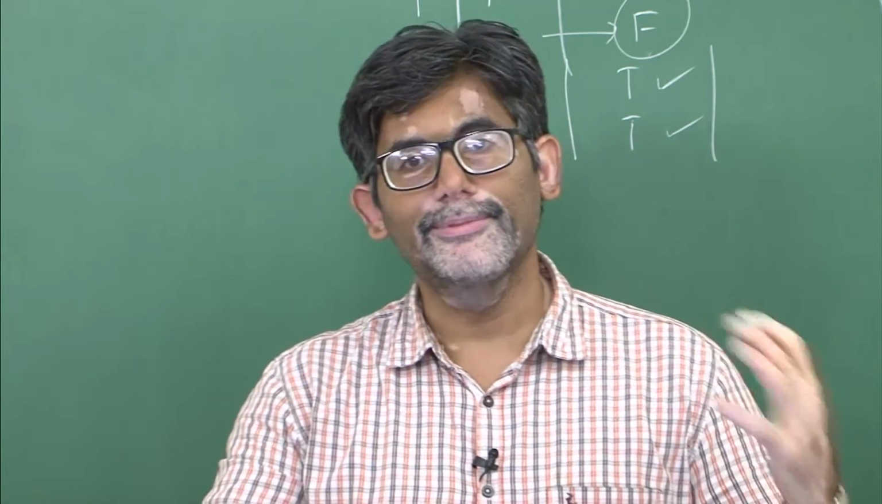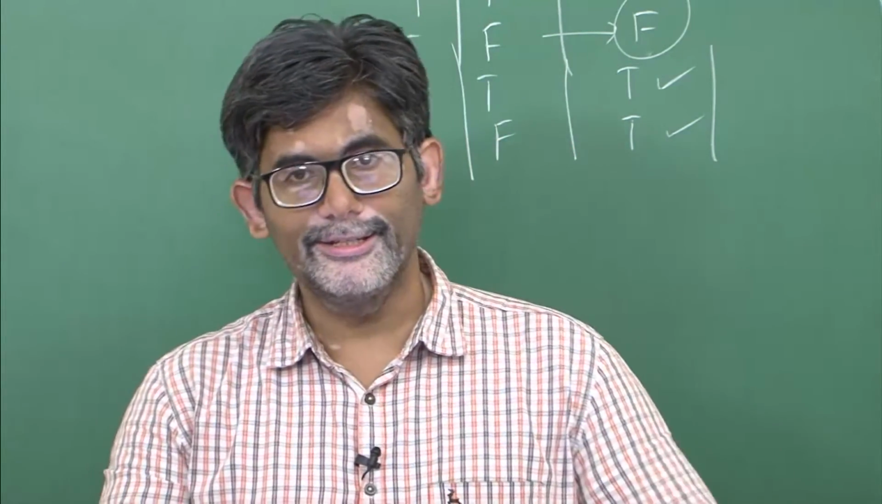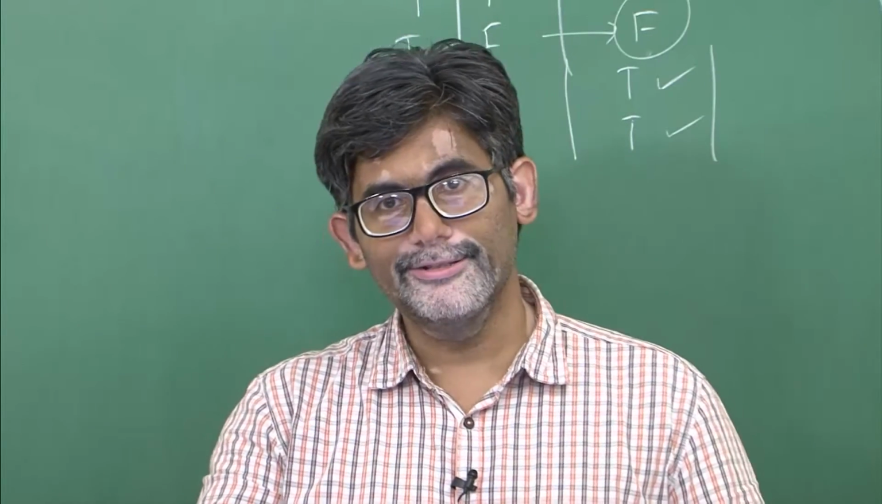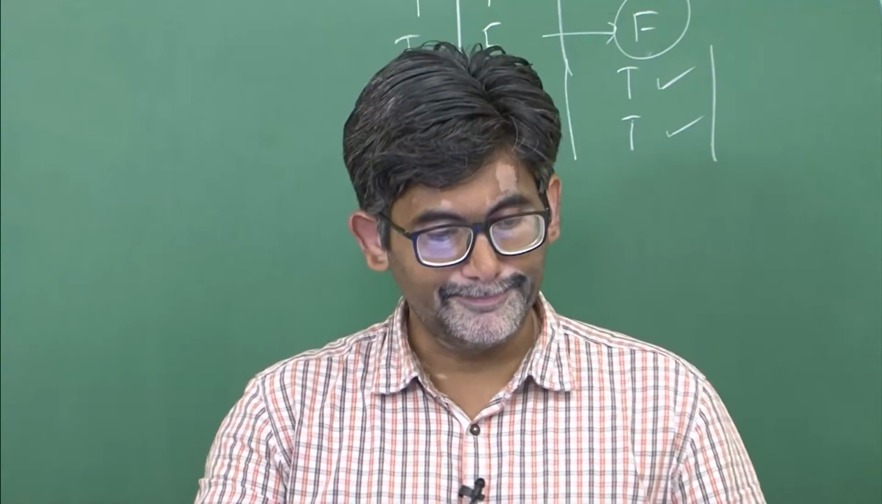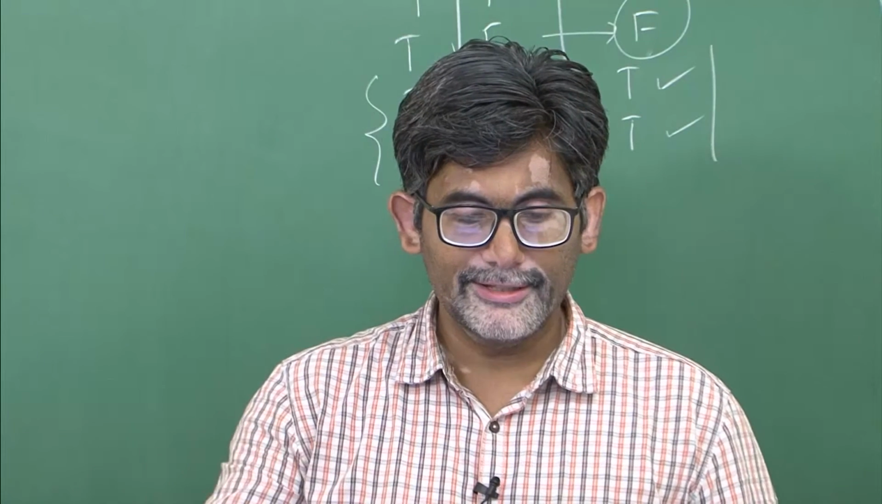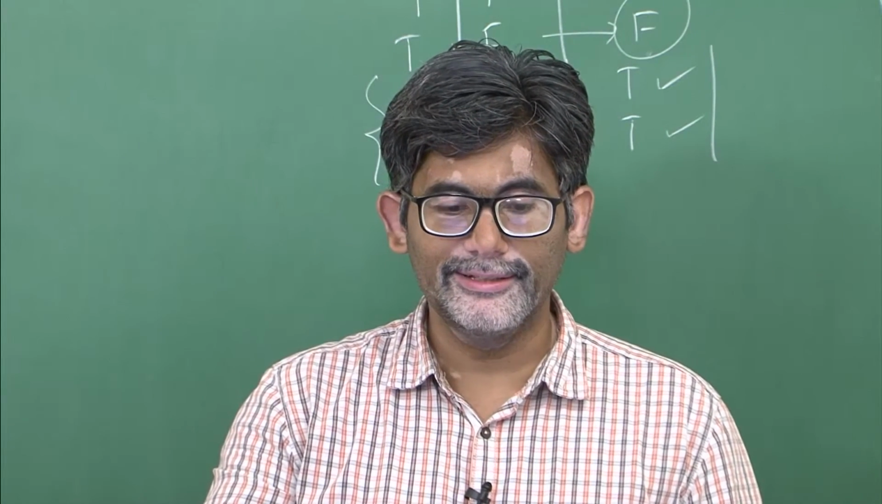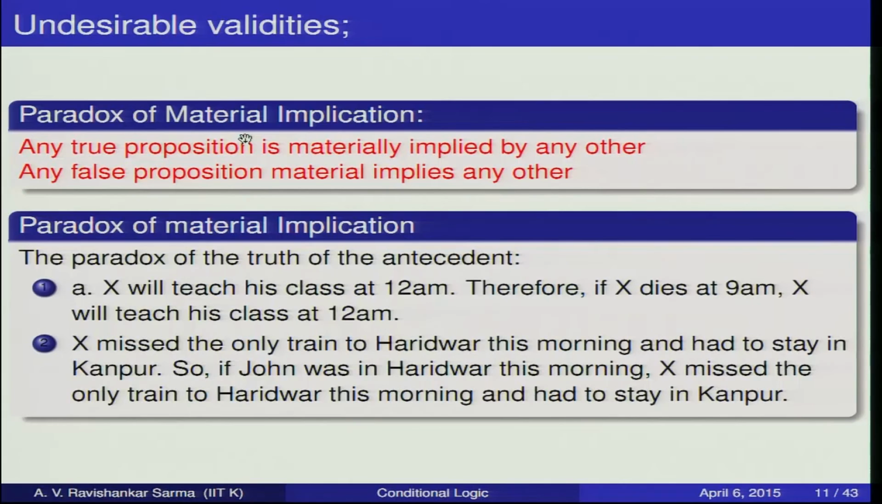When you say that something is deduced from something, it is not captured by the material implication, it should be captured by strict implication. So there are some instances of the paradox of material implication which can be expressed with the help of natural language sentences. It is like this: X will teach his class at 12 a.m. Suppose if X met with an accident, then X will teach his class at 12 a.m. It is not possible. So it does not make any sense to talk about P implies (Q implies P).